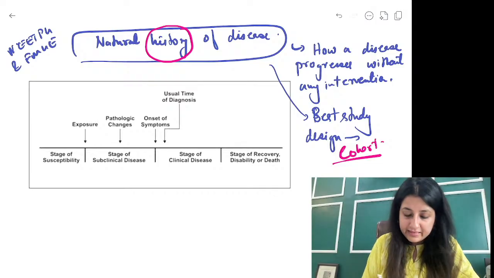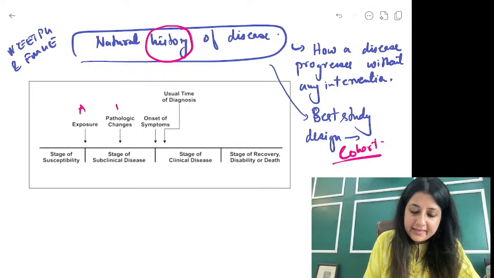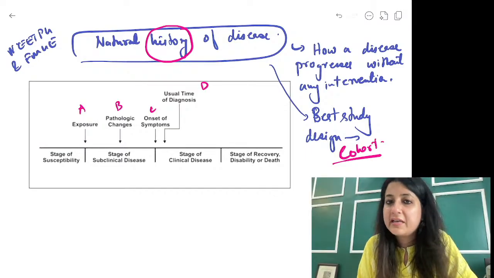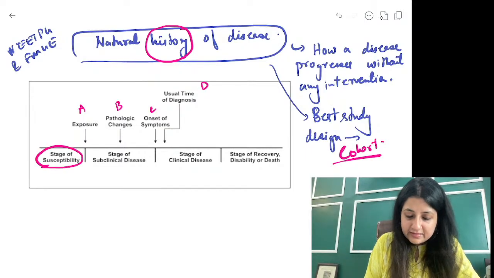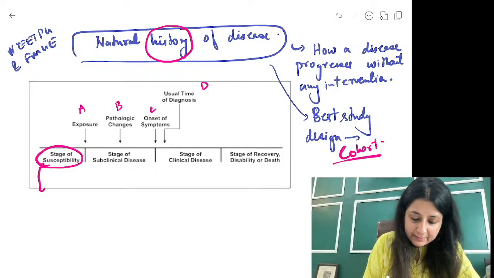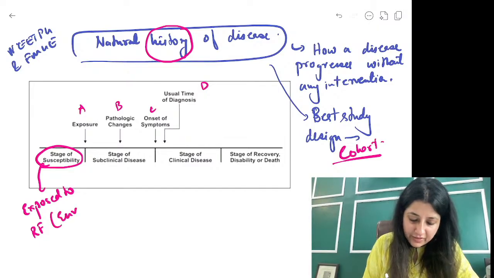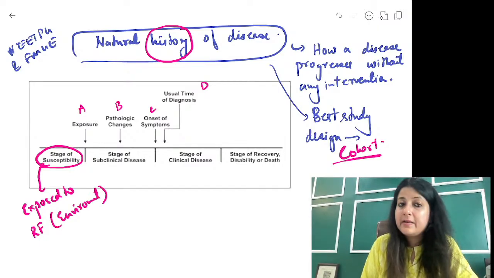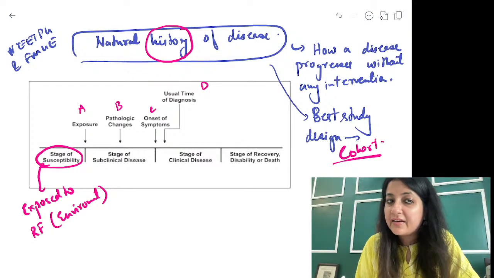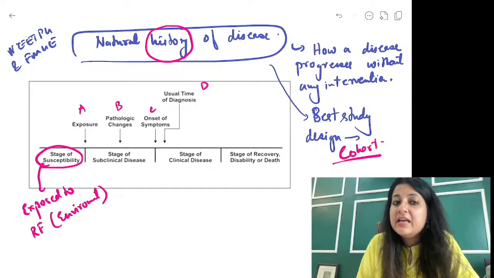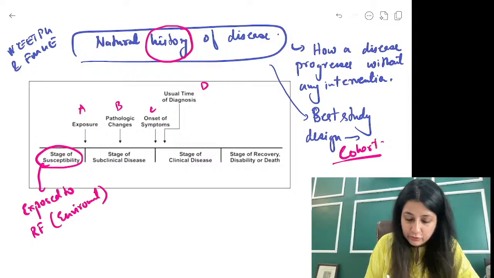Okay, now come to the image. See, over here they'll give you the markings like this. They'll mark A, B, C, D, and they'll ask you what are A, B, C, D. So the first stage is a stage of susceptibility. Stage of susceptibility means we are exposed to risk factors. This stage, when we are exposed to risk factors, occurs in the environment. So when we are exposed to the risk factor, what level of prevention can you apply over here? Anybody?